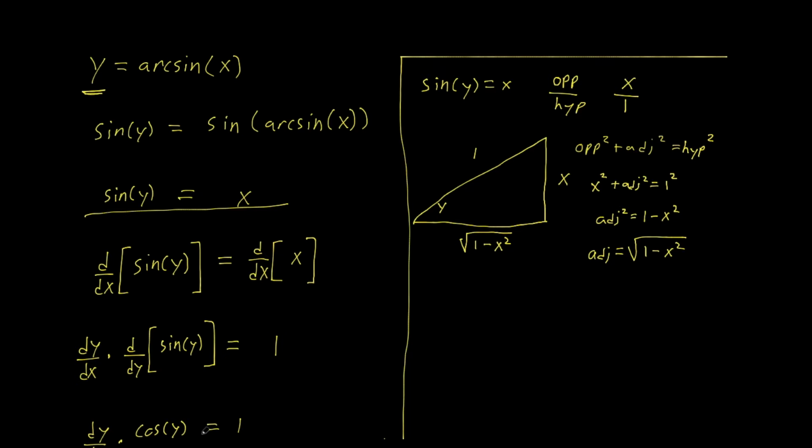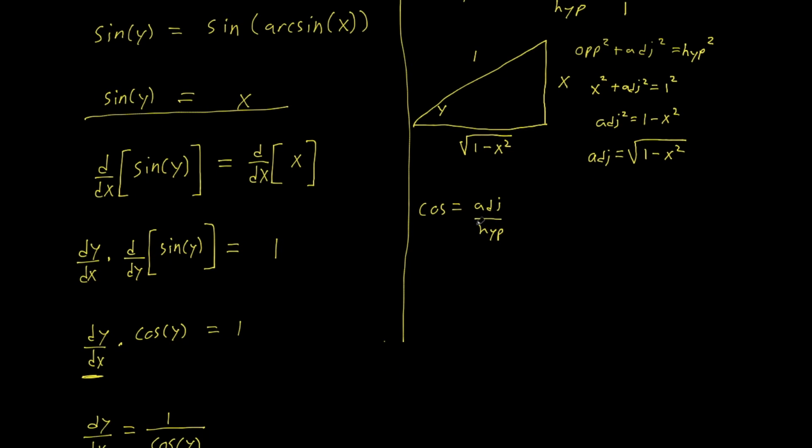All right, from there, we can remember that cosine in general will equal adjacent over hypotenuse. We're looking for cosine of y. Well, we have the angle y here, so cosine of y is going to equal our adjacent side, we just solved for, square root of 1 minus x squared over the hypotenuse, which is just equal to 1. So we can just say that whole thing is equal to square root of 1 minus x squared.